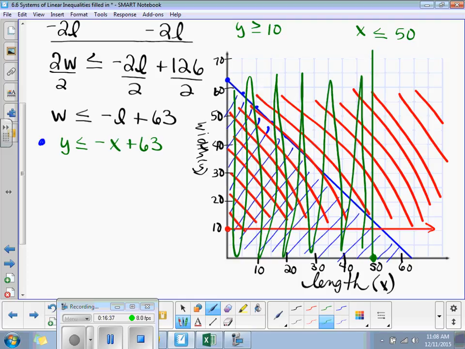Where do all three graphs intersect? Blue, red, green, all in here, right? So in this triangle is where all of my solutions could be.